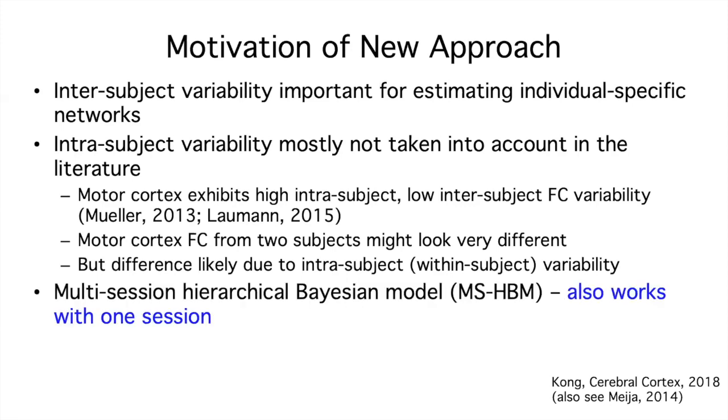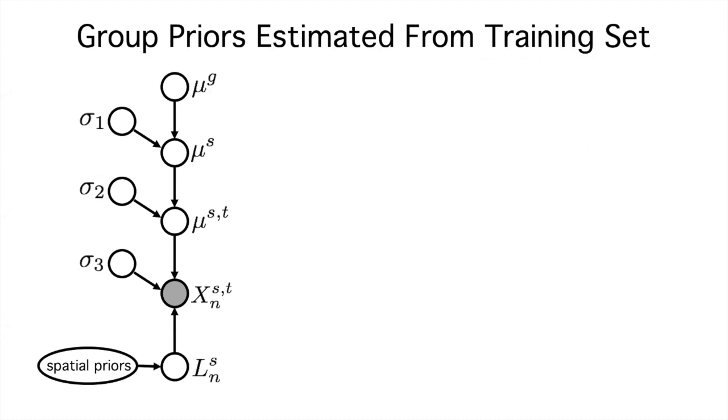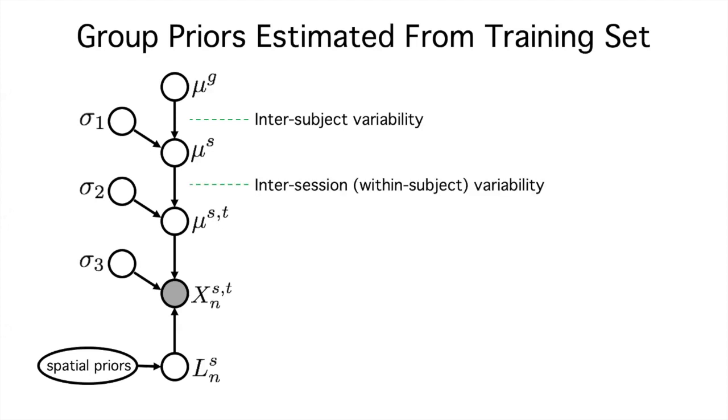So Ruby developed a multi-session hierarchical Bayesian model that takes into account both inter-subject and intra-subject variability. And of course, for this to be useful, the algorithm also works with one session of data. This is the model. I won't go into it in detail, but basically the top level models inter-subject variability. The next level models inter-session variability within a subject. And the bottom level measures inter-region variability within the network. We can learn all the priors shown in red from multi-session fMRI data. And given these priors, we can estimate the parcellation of a new subject with only one fMRI session.